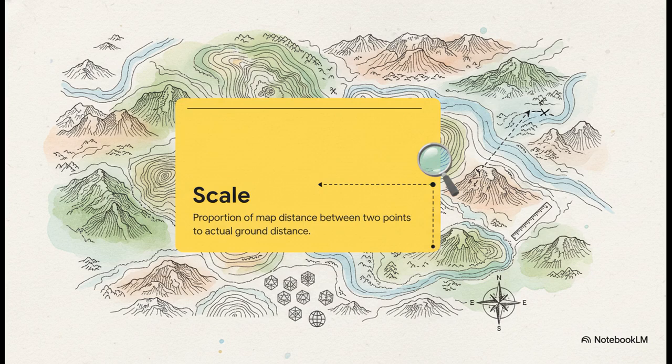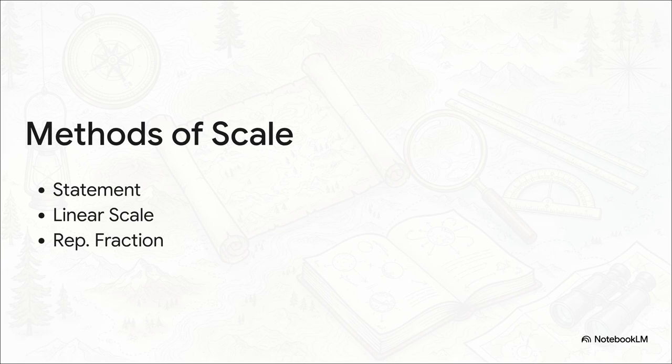A map isn't just a rough sketch, right? It is the real world in miniature. And to pull that off, it relies on scale. That's the exact rigid mathematical proportion between the distance on your piece of paper and the actual dirt out there in the real world. Now, cartographers don't just give us one way to figure this out. They actually give us 3 different options.